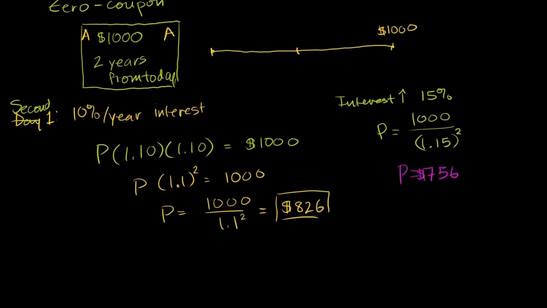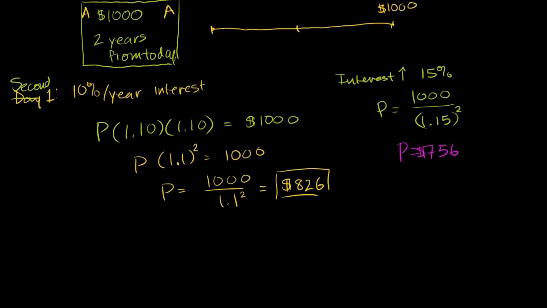Now, just to finish up the argument, what happens if interest rates go down? So if, let's say, the expected interest rate on this type of risk goes down, and let's say it's now 5%. What is someone willing to pay for this zero coupon bond? Well, the price is, if you compound it 2 years by 1.05, that should be equal to 1,000, or the price is equal to 1,000 divided by 2 years of compounding at 5%.